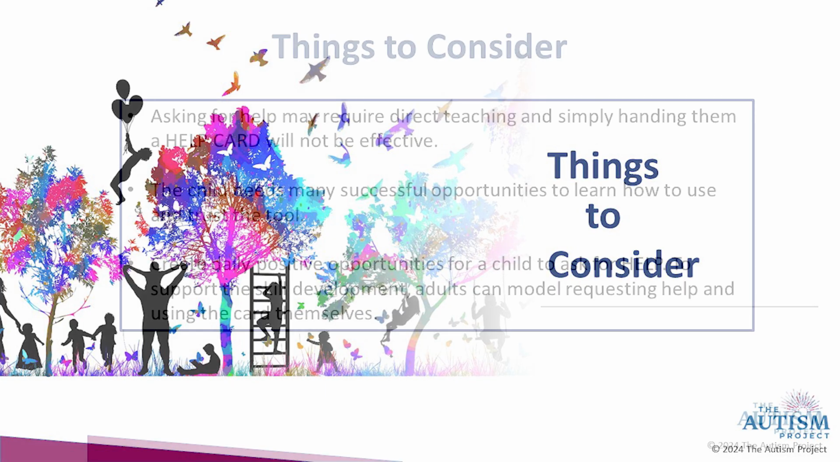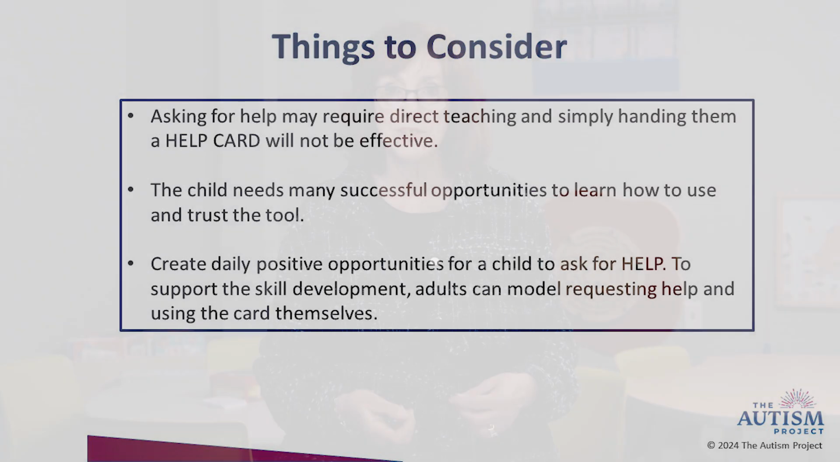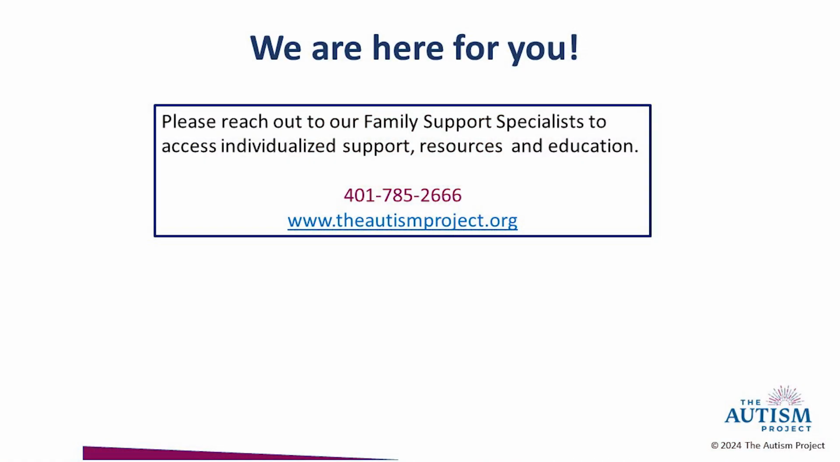Things to consider. Asking for help is a skill that's going to need to be directly taught to an individual. We need to create many successful attempts to learn how to use this new tool. So we can also model it. We can model using the help card with other people in our home or out in the community. One of the things I found is that I would try something, and if it didn't work for 2 or 3 or 4 times, I thought, oh, well, this doesn't work. Staying with it, being consistent, modeling how it works is going to be the key to success.